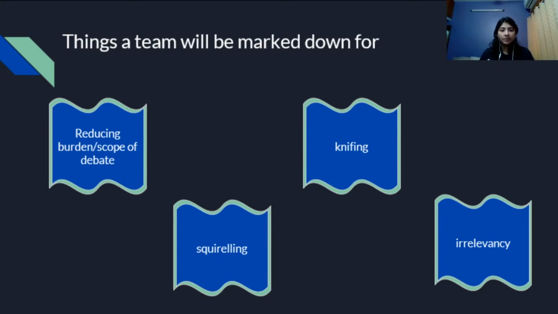So that is reducing the scope and reducing your burden. You're not thinking about the global part now. You're thinking only country-wise. So this is not going to fetch you enough points.